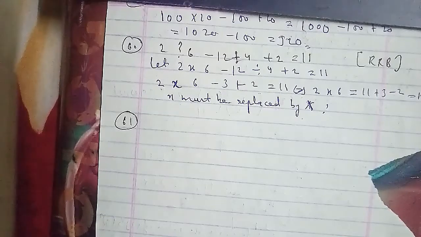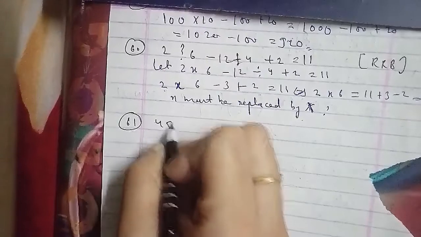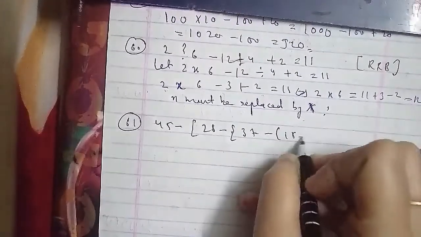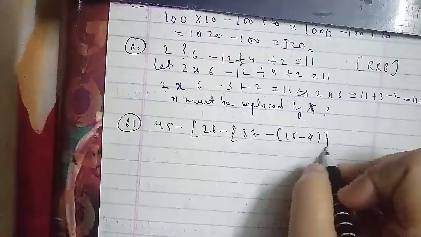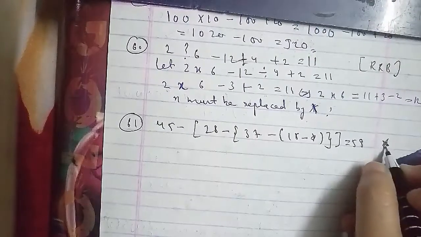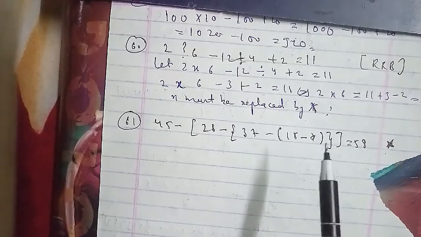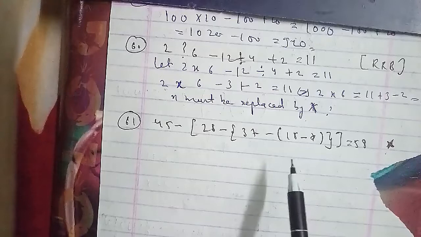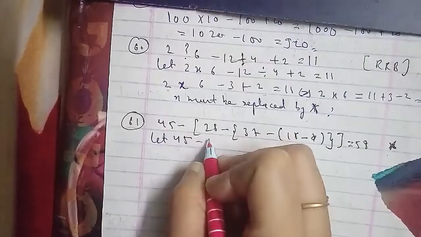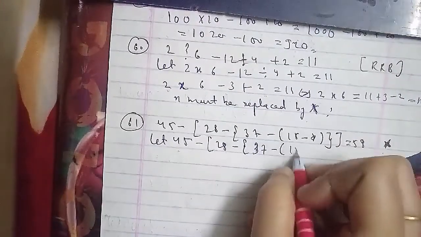Let 45 minus 28 minus 37 minus 15 minus x equals 58. 45 minus 28 minus 37 minus 15 plus x, which equals 58. 45 minus 28 minus 22 plus x equals 58. 45 minus 28 minus 22 minus x equals 58. 45 minus 6 minus x equals 58.